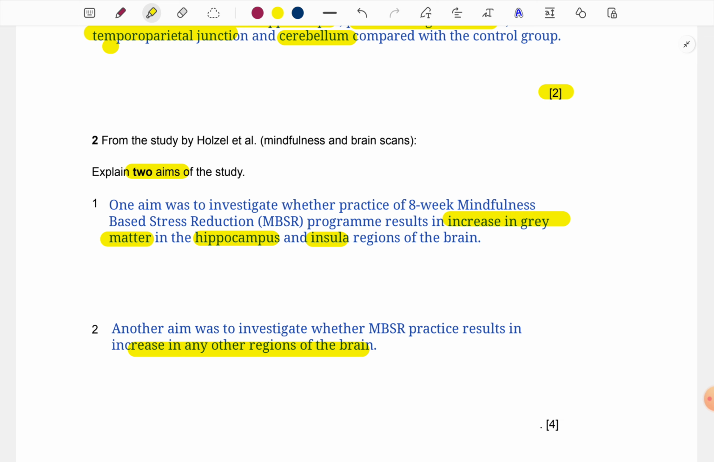Okay, now coming to the little AO2 and AO3 type of question. So first there's an AO3 type of evaluative question: give one example of how lack of standardization was a weakness in this study.